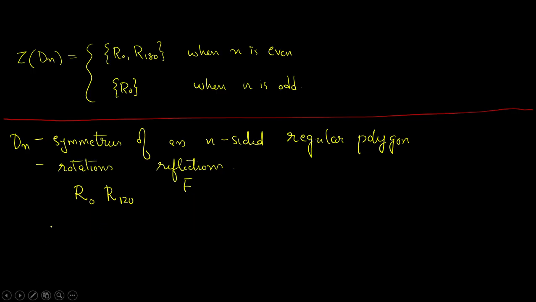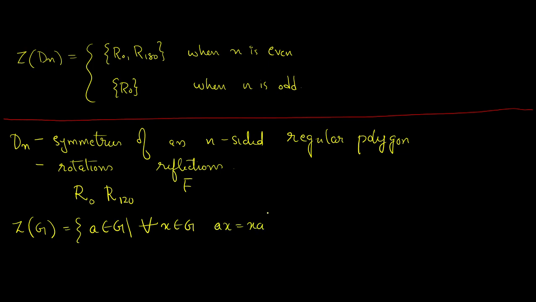Okay, now what is the center? The center of a group G is the set of all elements A in G such that A commutes with every other element, right? So given any x in G, Ax must be equal to xA. All right. So let's find out what the center of Dn is.